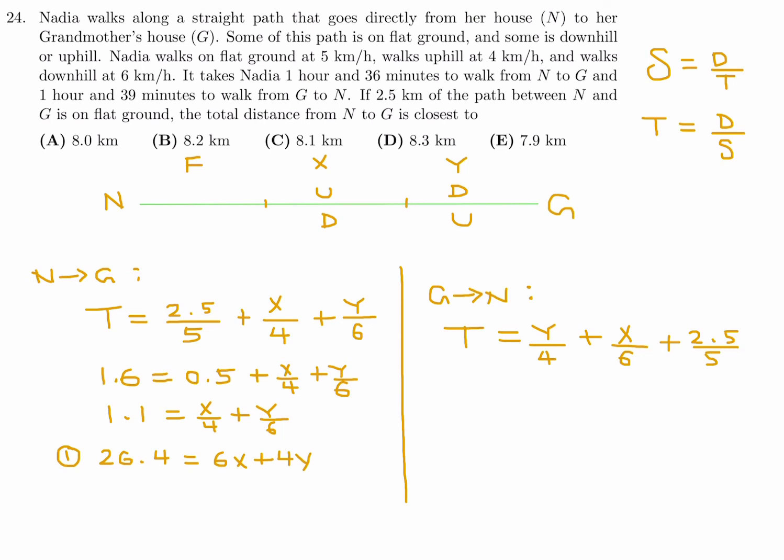And the time is 1 hour and 39 minutes. Converted to hours, that will be 1.65. And again, this is y over 4 plus x over 6 plus 0.5. So this is 1.15 equals y over 4 plus x over 6. Then multiply through by 24, and you get 27.6 equals 6y plus 4x. And this is equation 2.